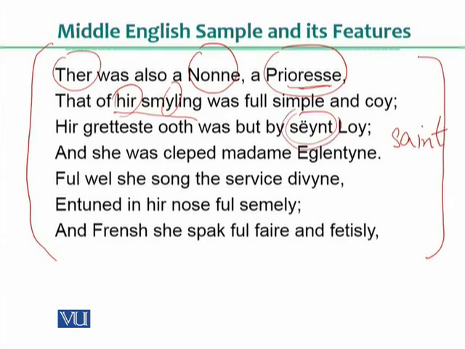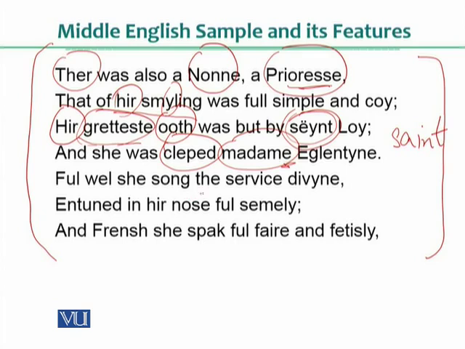Here we have a completely different representation. Notice the word greatest. How very different from today. And for that matter, oath. From uth, it has become oath now. And look at the spellings of her. Her greatest oath was but by Saint Loy, and she was clept Madam Eglantine. Notice the spellings. Madam would have an E at the end. Clept, this is what? Called.